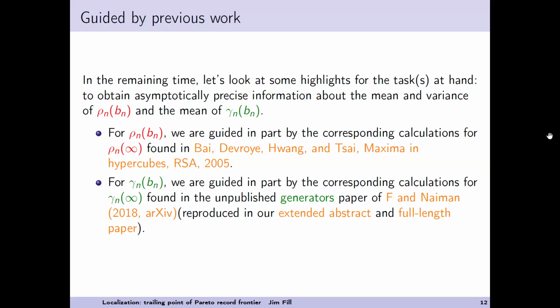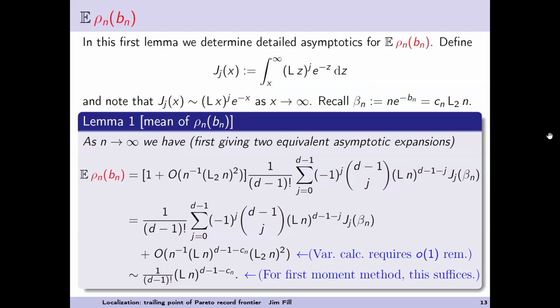This is the 2005 paper I mentioned before. You notice the title is Maxima in Hypercubes, and you think, what does that have to do with exponential coordinates? Well, if you're just interested, as they were, in the counts of the number of records, it doesn't matter whether you take the distribution of the coordinates to be exponential or uniform or anything else that's continuous. If you take the coordinates each to be uniformly distributed on 0 to 1, you're just sampling uniformly from a hypercube. That's why it has the title Maxima in Hypercubes. For generators, for gamma n of b n, we're guided in part by the corresponding calculations for gamma n without restrictions on the sum of coordinates, found in earlier work by Dan Naiman and myself.